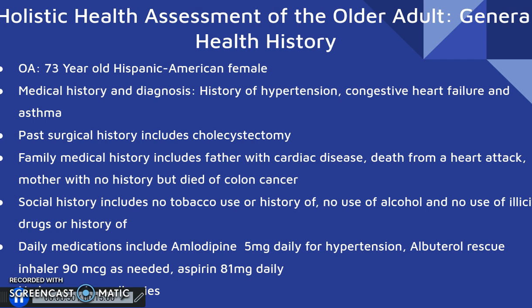First, we will meet our older adult. We have a 73-year-old Hispanic American female. She shares with us a medical history and diagnosis: history of hypertension, congestive heart failure, and asthma. Past surgical history includes a cholecystectomy, but no other surgery was reported. Family medical history includes father with cardiac disease, death from a heart attack, mother with no history but died of colon cancer.